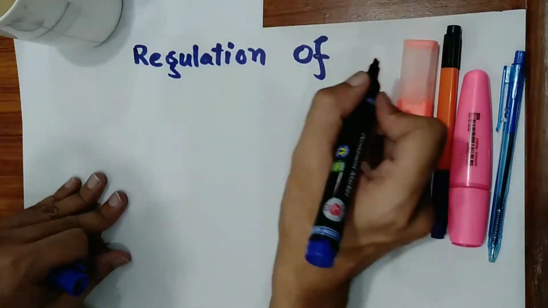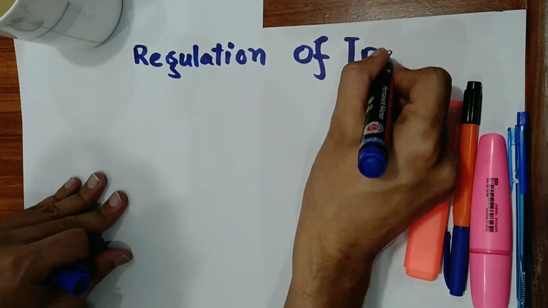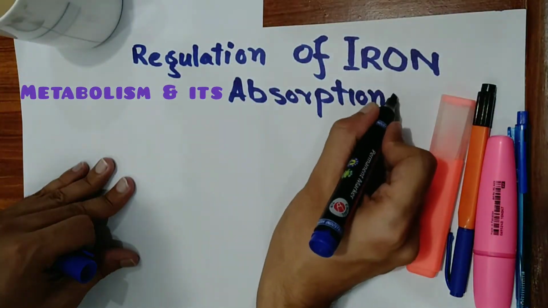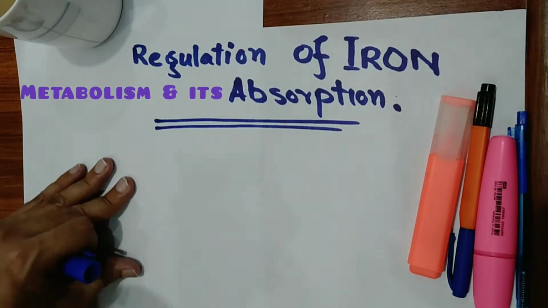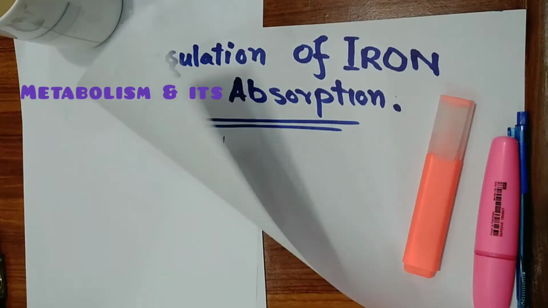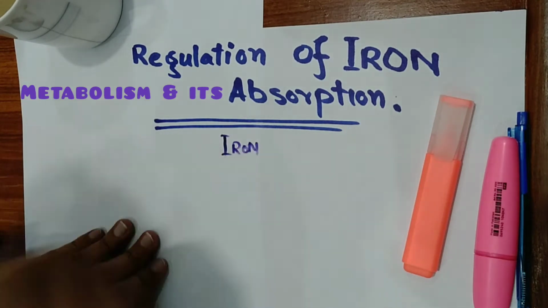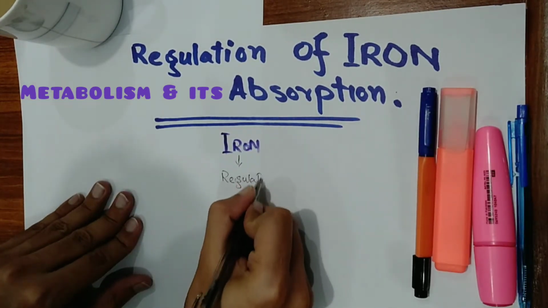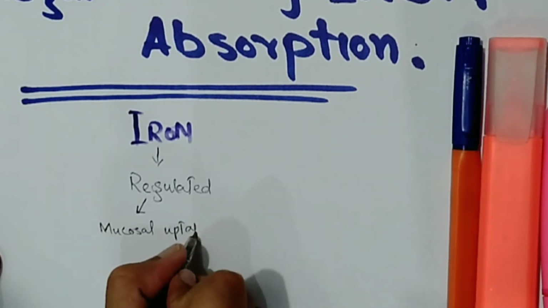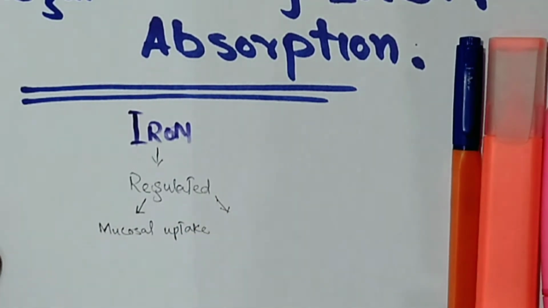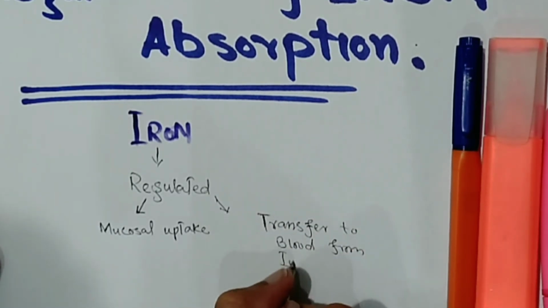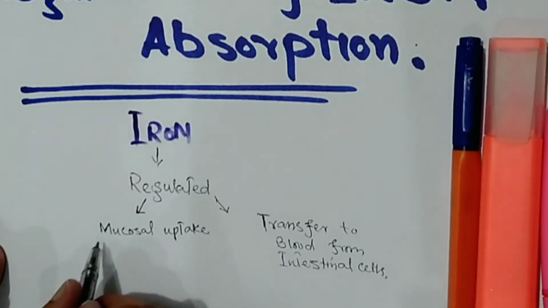In this video we will discuss the regulation of iron metabolism and its absorption. Basically, iron is regulated in our body at two stages. First, at mucosal uptake, when iron is absorbed from the intestinal lumen through the intestinal cells, and the second is during transfer from the intestinal cell to the blood, or from the liver cells to the blood.